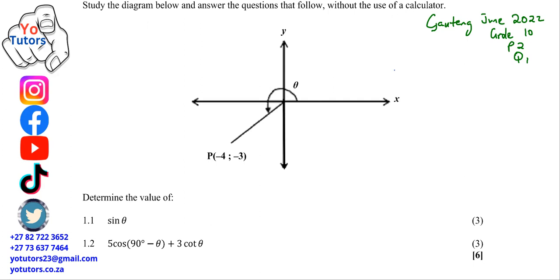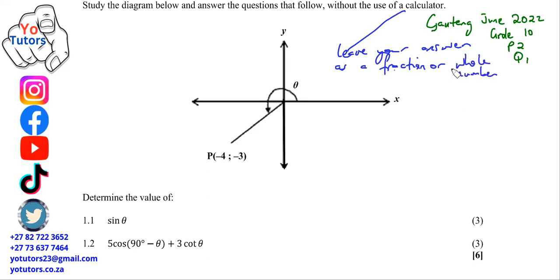Now, what does this mean, without the use of a calculator? When it says without the use of a calculator, make sure that you leave your answer as a fraction or a whole number. That's what we want you to do, because once you put a decimal, it will show that you have used a calculator. So here, no decimal answer. Okay, so that's what you just need to note.